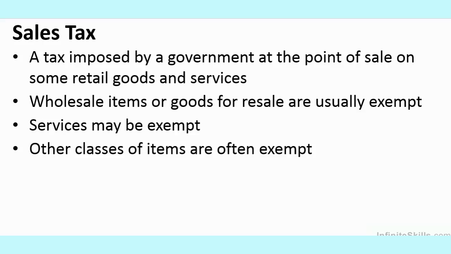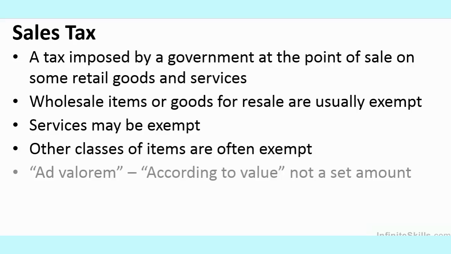Just as an example, states like Delaware, Hawaii, and Washington tax a large number of services, while other states, such as Alaska, Virginia, and New Hampshire, tax very few services. If you like to put a label on things, then we can say that sales tax is ad valorem, which means according to value. In other words, it's not a set amount. It's not $3 or $5 or 22 cents. It's a percentage of the total sale of taxable items.